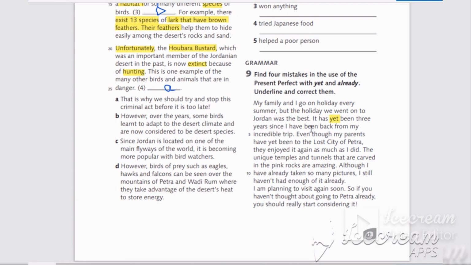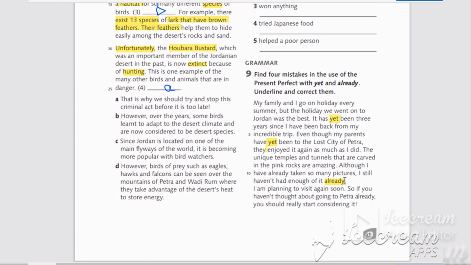I have been back from my incredible trip. Even though my parents have yet been to the lost city, have already been to the lost city of Petra, and they enjoyed it again as much as I did. The unique temples and the tunnels that are carved in the pink rocks are amazing. Although I have already taken so many pictures.